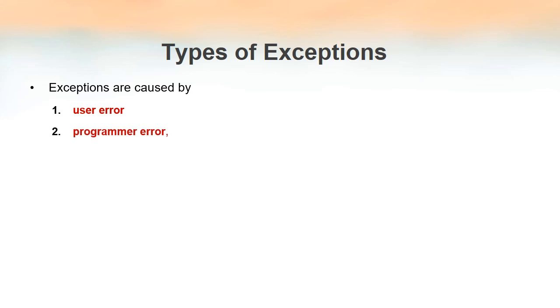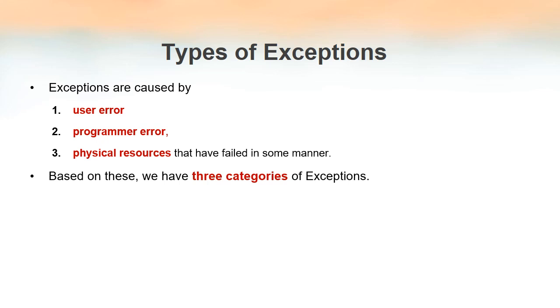The second cause is programmer error. The statements in the program may be right, but may still lead to undesired situations. That is what we mean by programmer error. The third one is due to physical resources, like running out of memory, or the files we are trying to access may be corrupted. All these will lead to exceptions. Based on these three causes, we divide exceptions into three categories: checked exception, unchecked exception and error. Now we will see each of these three in detail.